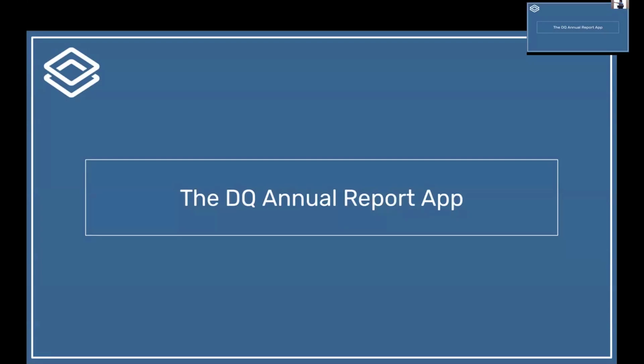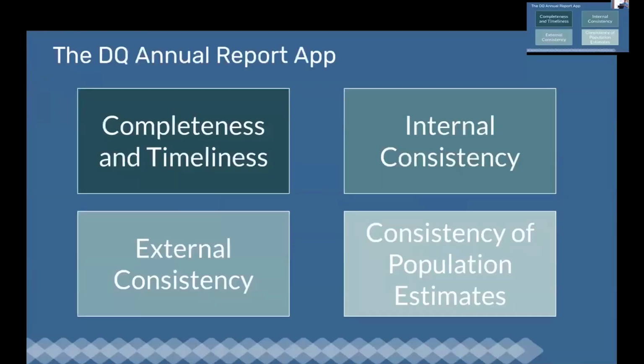Okay, we also have the Data Quality Annual Report app, and this is meant to fill that void of the WHO data quality tool, which previously generated a report for you. Okay, so we still focus on the measures that are within the WHO data quality assurance guidelines, right? Completeness and timeliness, internal consistency, external consistency, and consistency of population estimates.